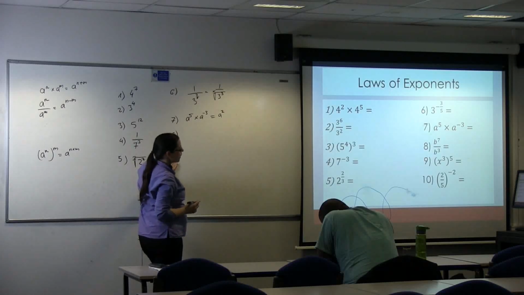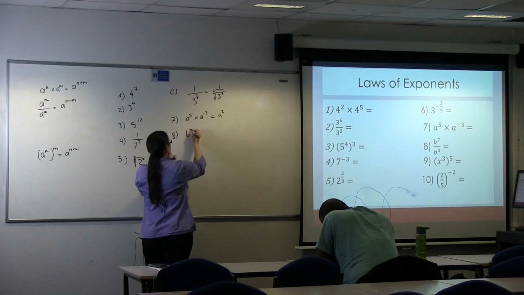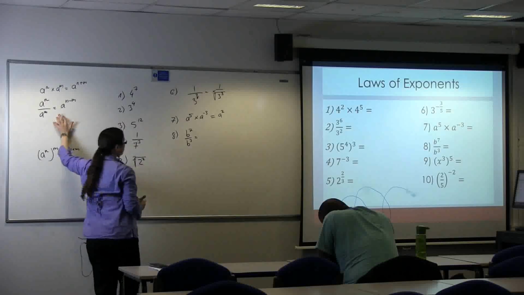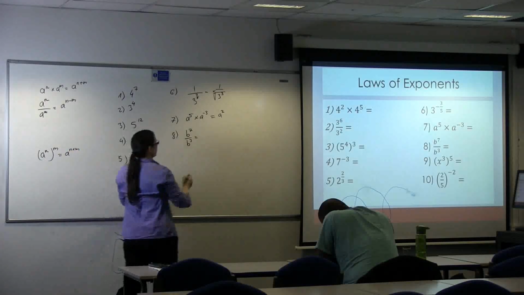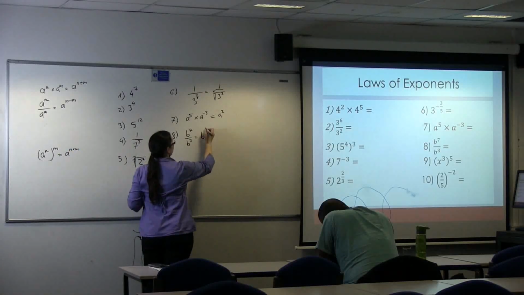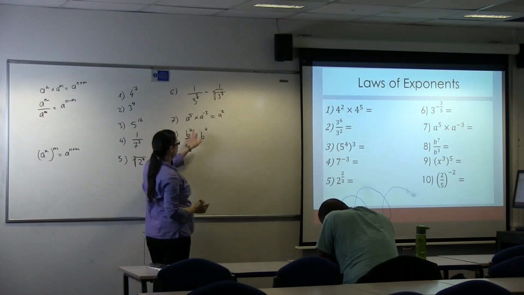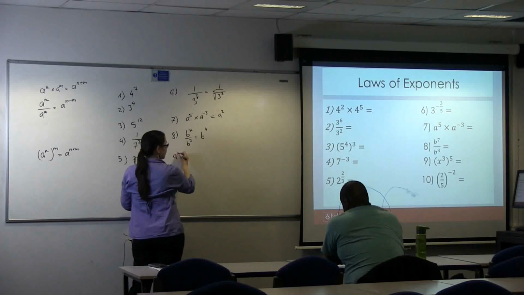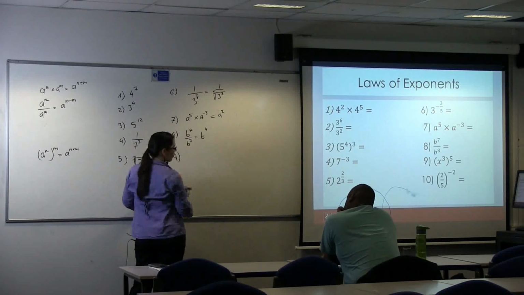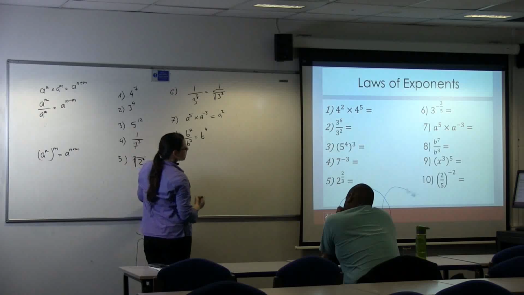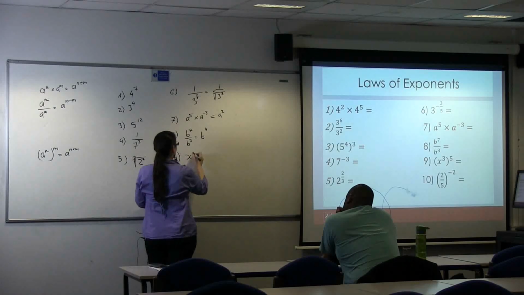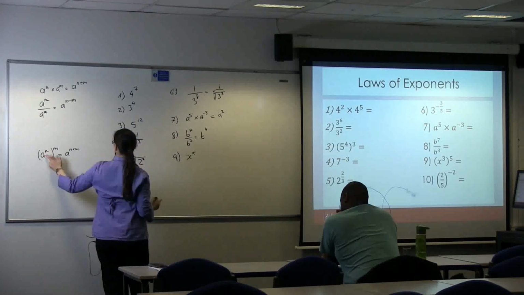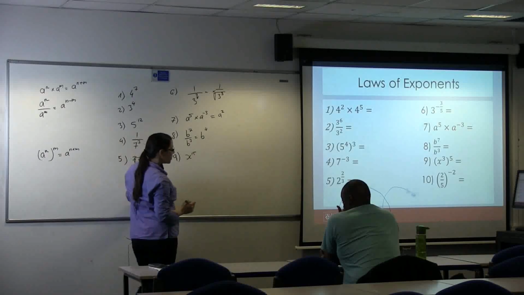I've got b to the 7 over b to the 3rd. That is this rule. So it will be b to the 4, because that's the difference between 7 and 3. Number 9. X to the 15, because that's this one, power to a power, multiply the 2 numbers together.